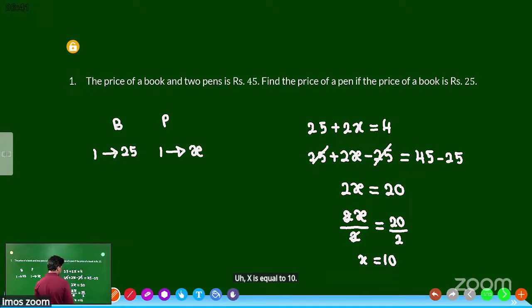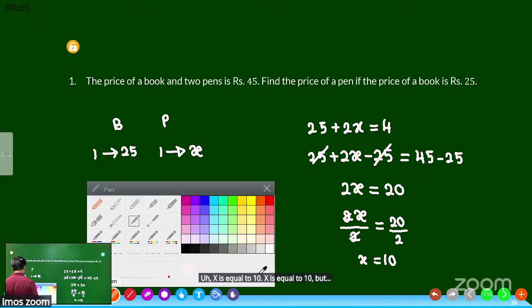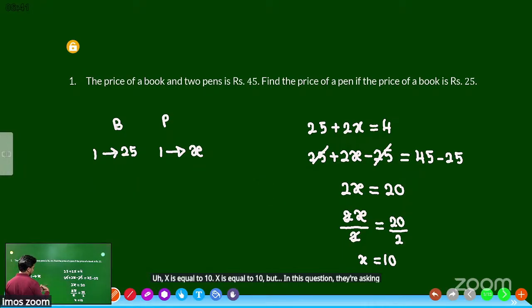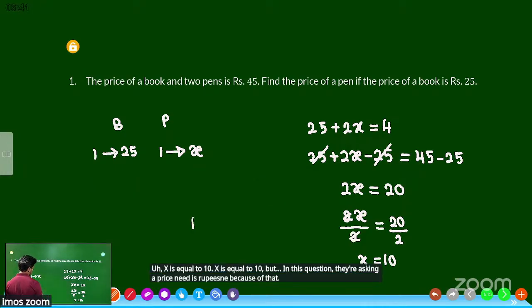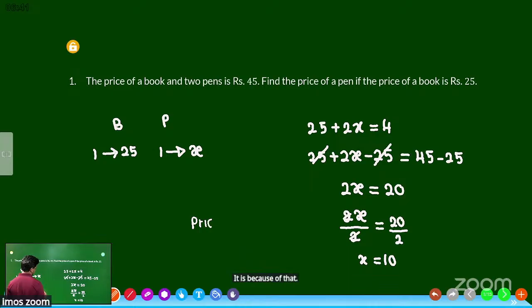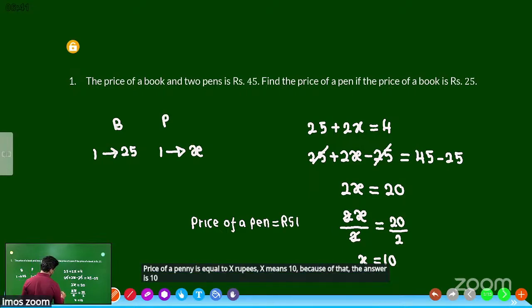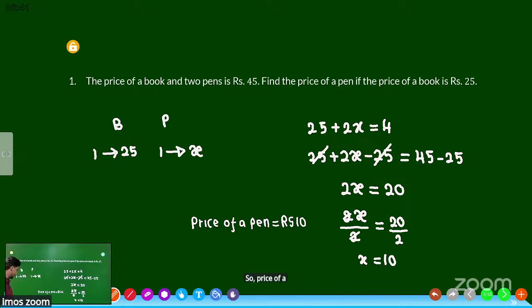X is equal to 10, but in this question they're asking for a price, which is in rupees. Let's write it like this: price of a pen is equal to X rupees. X means 10. Because of that, the answer is 10 rupees. So the price of a pen is 10 rupees. This is the answer to the question.